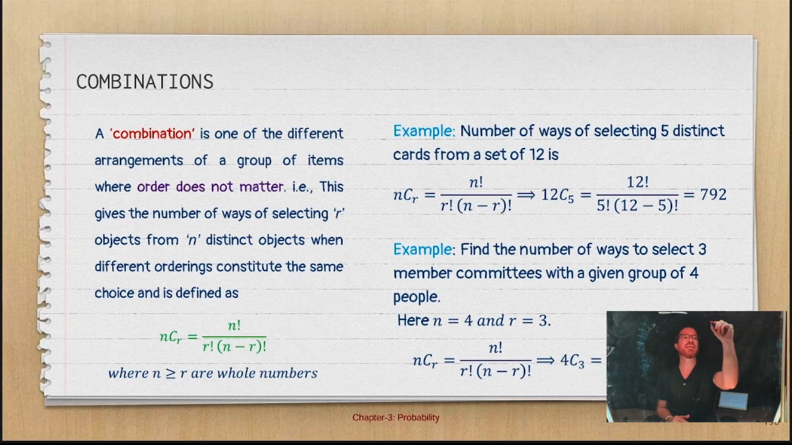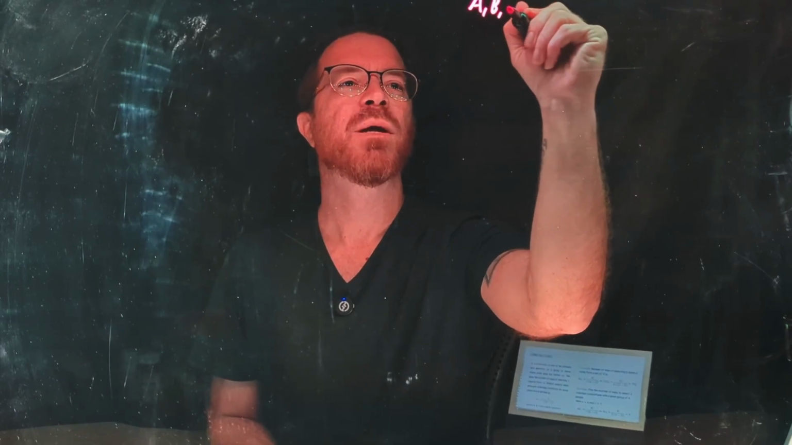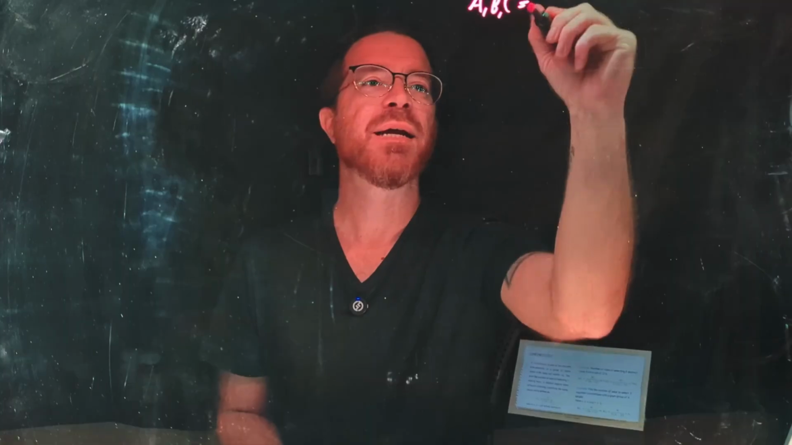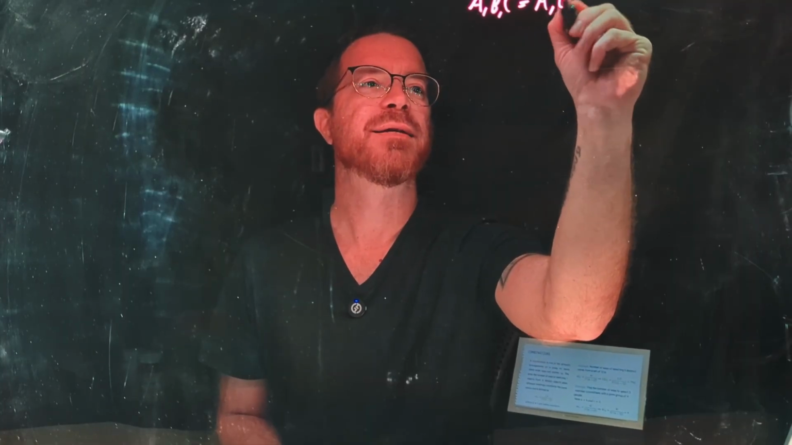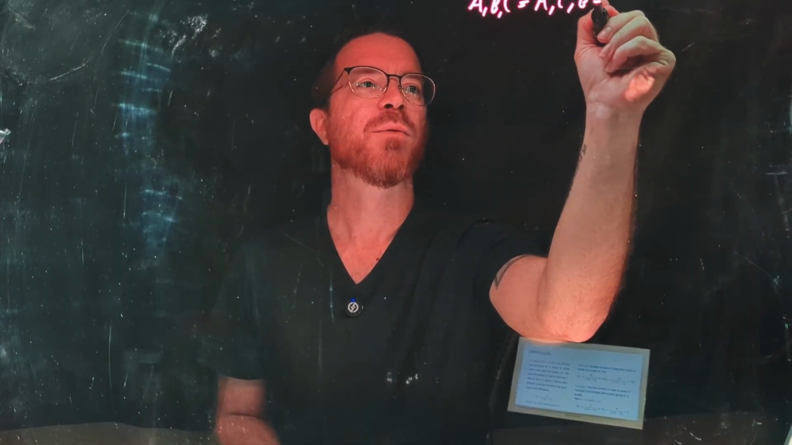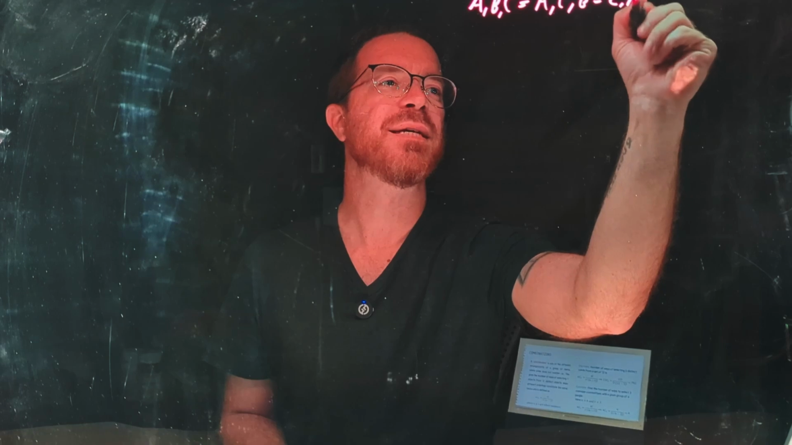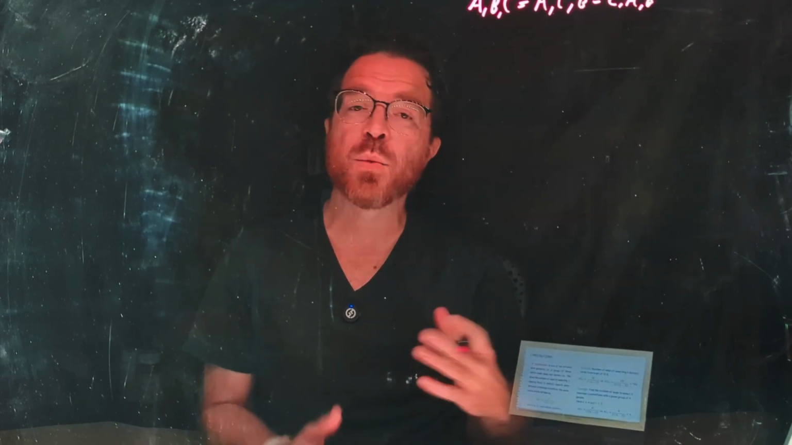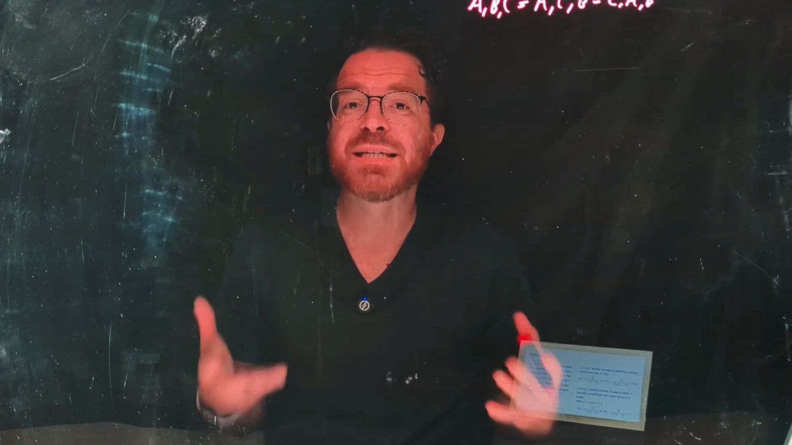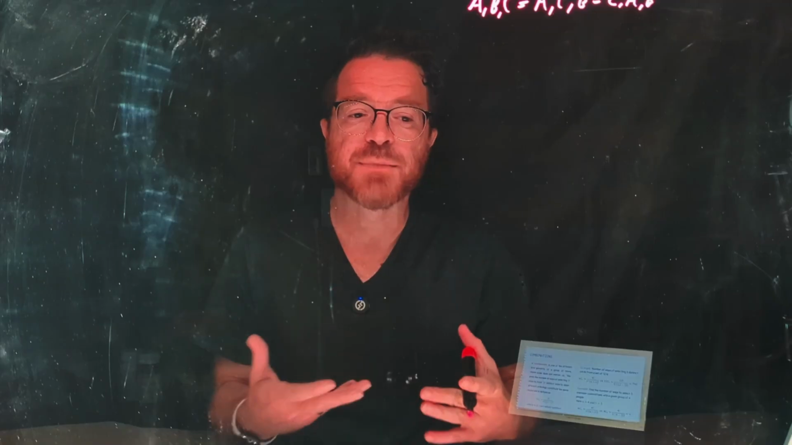So A, B, and C would be the same exact committee as A, C, B, which would be the same committee as C, A, B. It doesn't matter what order they got picked in, they are the same group. There's no difference between them.